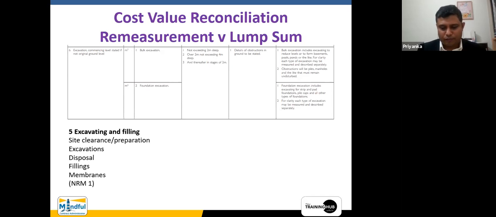Now, in order to have that particular insight, one of the tools which has been used is cost value reconciliation. There are other types of tools such as cost to complete and earned value management, which will serve different purposes. But today, I'm going to confine my discussion to cost value reconciliation. So cost value reconciliation gives you two benefits, right?